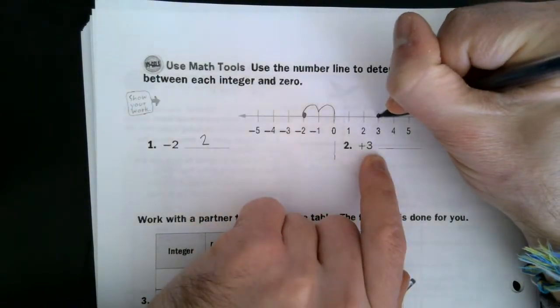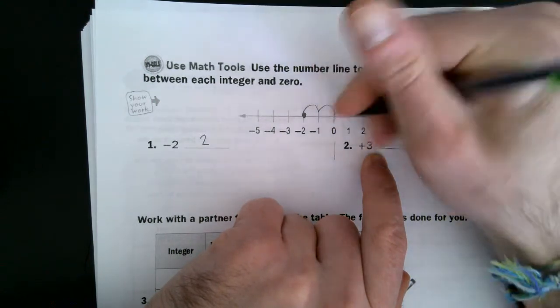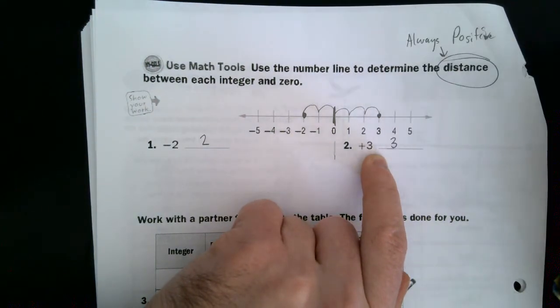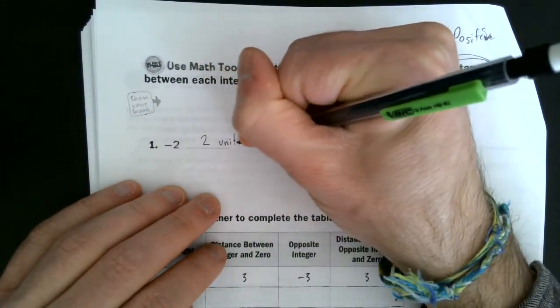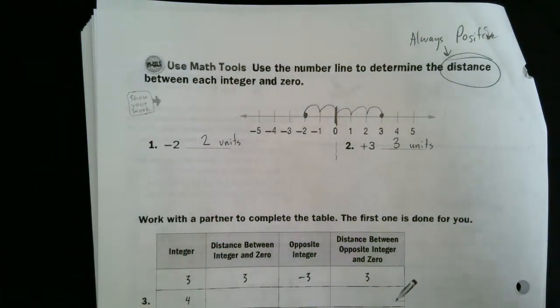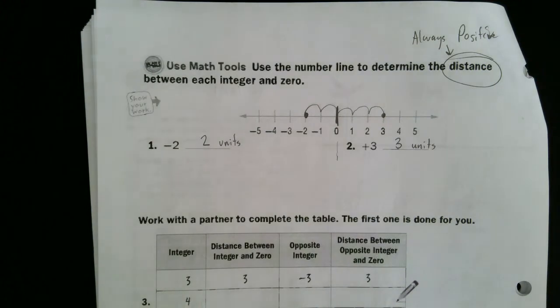Positive 3. Well, here's positive 3. How far is positive 3 from 0? 1, 2, 3. So here's 0. It's 3 away. 3 units, I guess you'd say. So I guess if I were to ask you which point is farther from 0, it would be 3. How much farther is 3 away from 0 than negative 2? Well, it's 1 farther away. 1 unit farther, you might say.